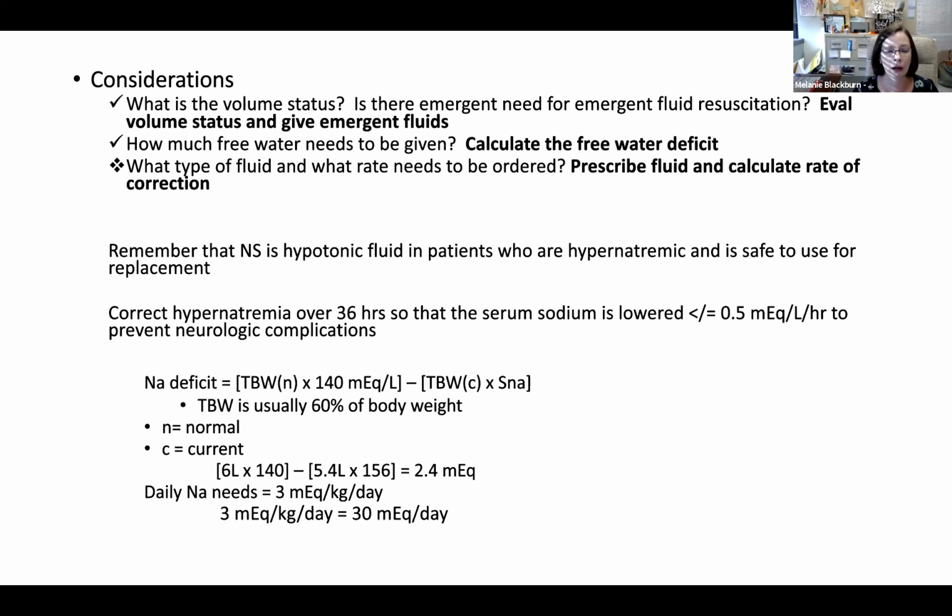So remember that normal saline is actually hypotonic in patients that are hypernatremic. So it is usually a safe. Did someone have a question?